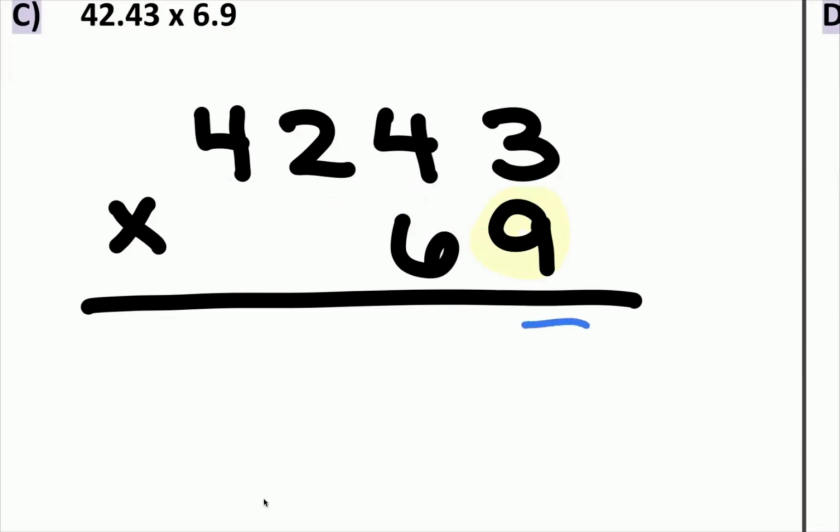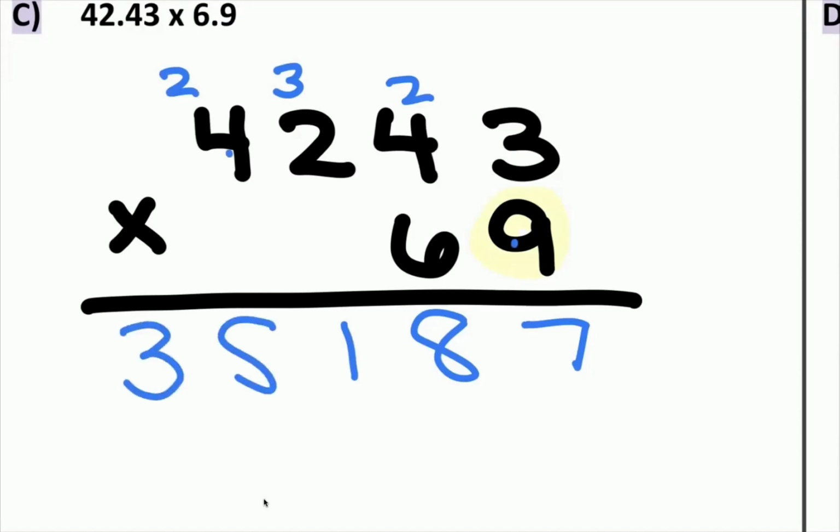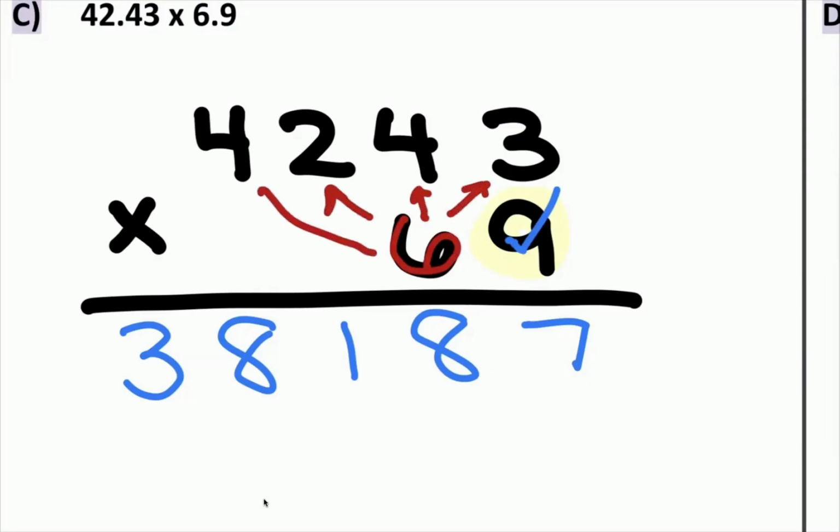So 9 times 3 is 27. 9 times 4 is 36, plus 2 is 38. 9 times 2 is 18, plus 3 is 21. 9 times 4 is 36, plus 2 is 38. If you need to rewatch that again, make sure you do. So we multiplied our 9 times everything on top. Now we're going to focus on our 6, and we're going to do the same thing, multiplying it by all of the digits on top.